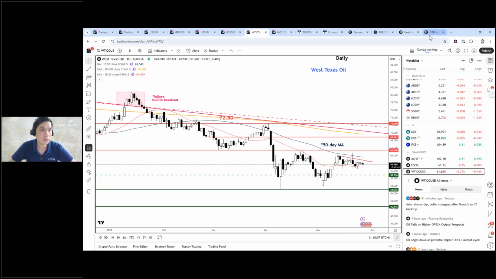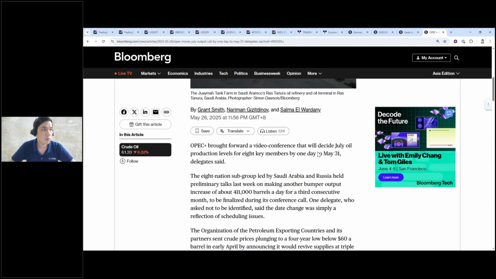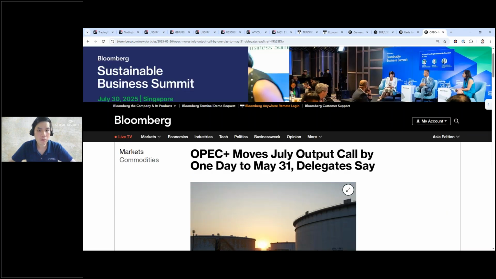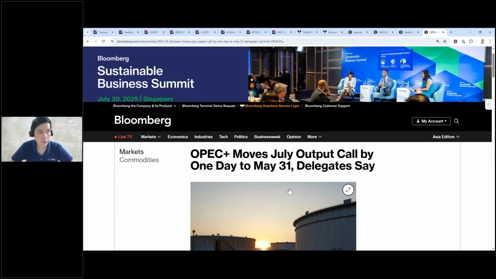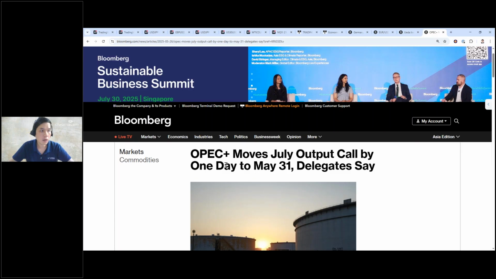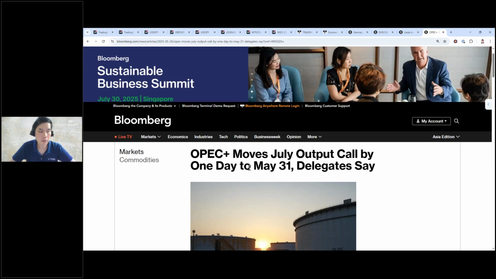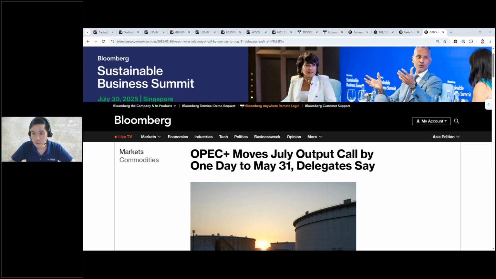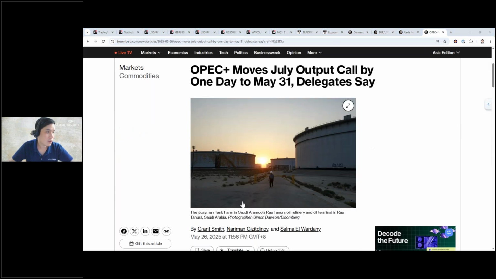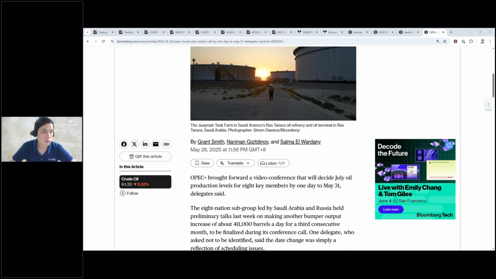And one of the reasons is this upcoming potential OPEC plus continuation of output hikes over here. So OPEC plus actually moved the July output call by 1 day to May 31st delegate seats. So May 31st will be this particular weekend, which is this Saturday. So last week there was actually a rumor circulating around this potential additional increase about 411,000 K of barrels per day.